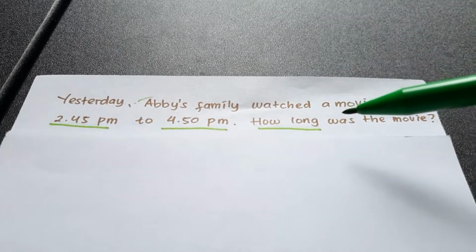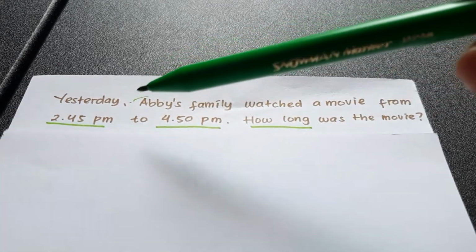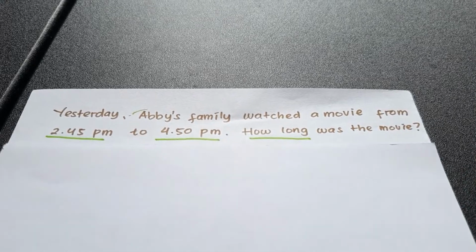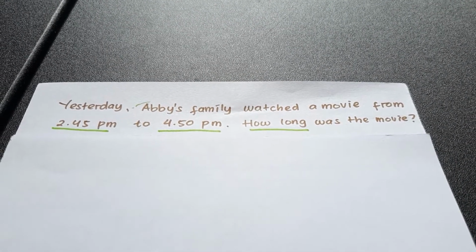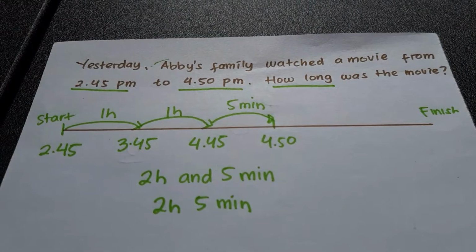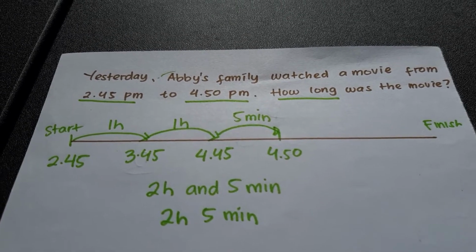Since the question is how long, we have to find the duration from 2:45 to 4:50. Now Miss Uni is going to use two ways. The first one is the timeline way and the second one is the counting way. Let's start with the timeline way. Okay, here is the timeline. We always start with the starting time on the left.